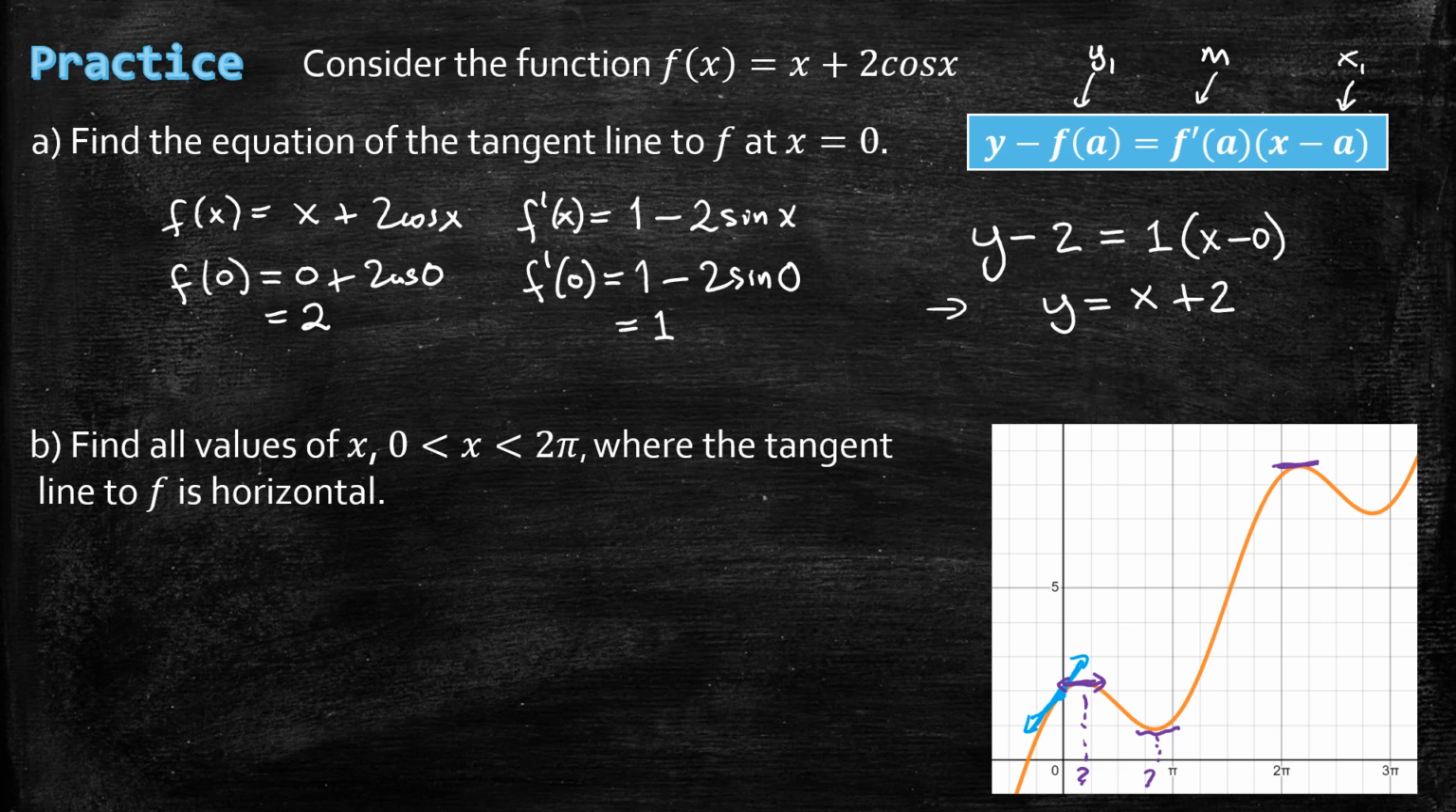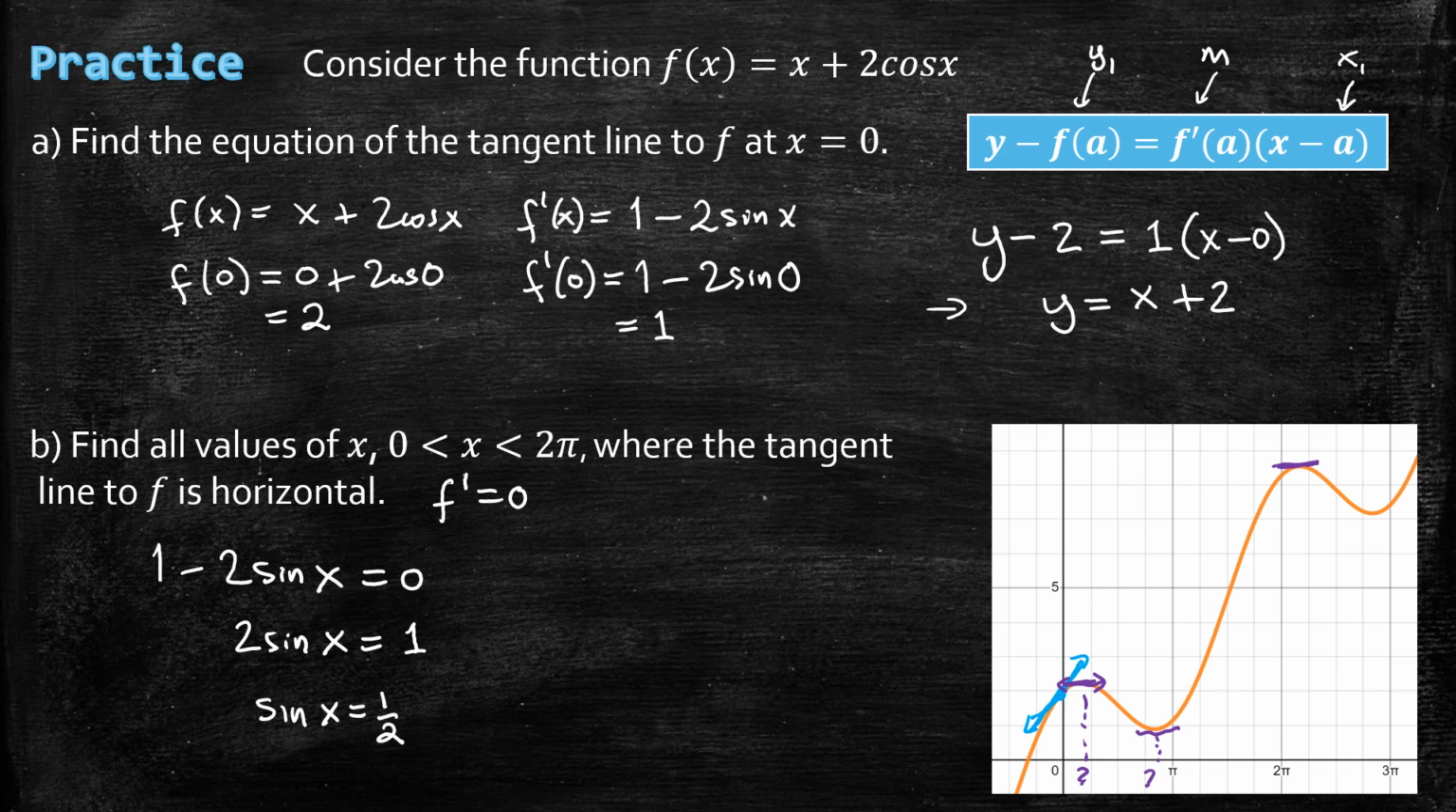So how do we find out where the tangent line is horizontal? Well, we know that's when the derivative is equal to 0. So we just have to take the derivative expression, which we got above in part A, and set that equal to 0. If we rearrange, 2 sine x will equal 1. You could just demonstrate to yourself that that's true. And that means that sine of x equals a half.